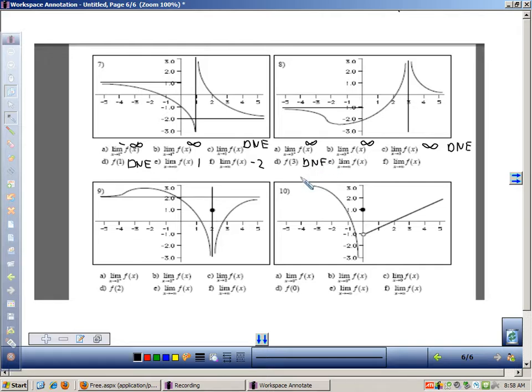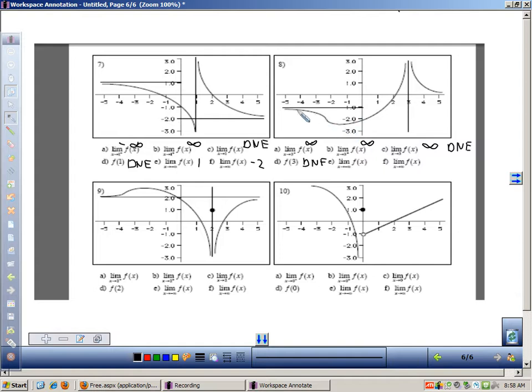Here we don't want to say the function value equals infinity because nothing ever equals infinity, so we say does not exist.